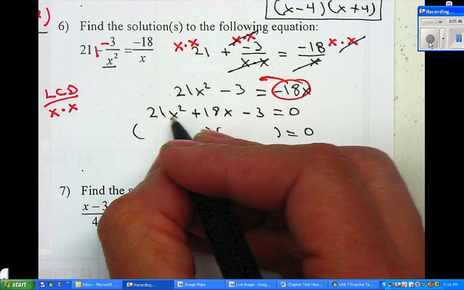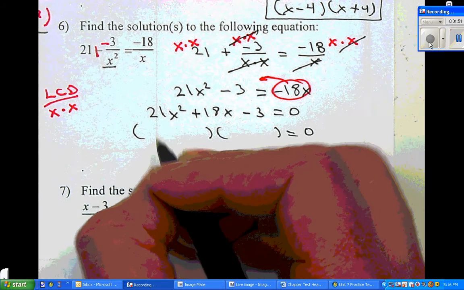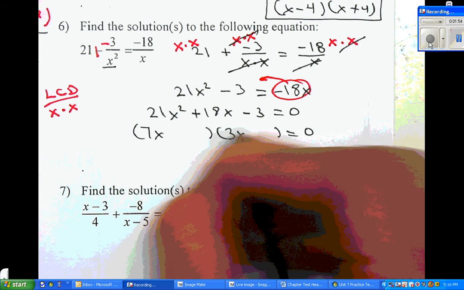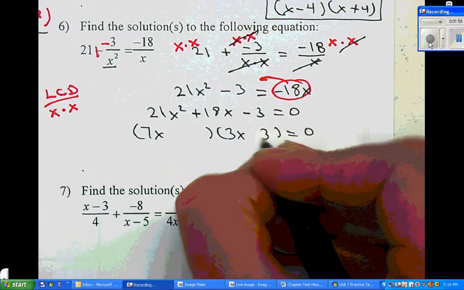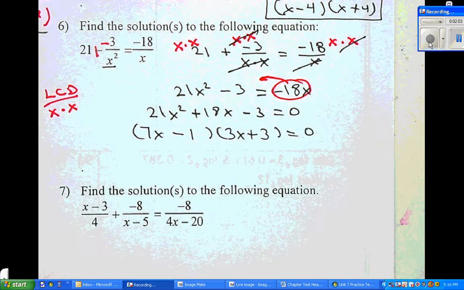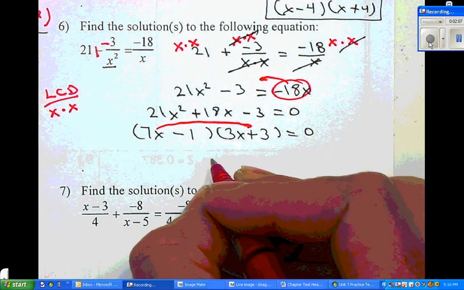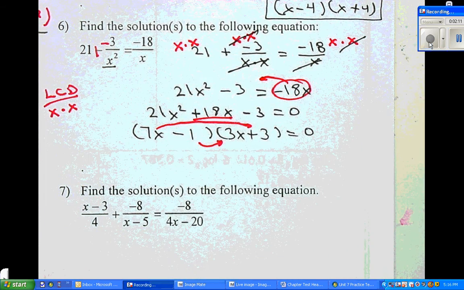Factors of 21x squared are 21x and x, or 7 and 3. I'm going to try 7x and 3x. Factors of negative 3 is 3 and 1. I'm going to place 3 here, 1 here, positive and negative. And double check your factorization. That will give me positive 21 minus 3 will give me positive 18, so that's perfect.